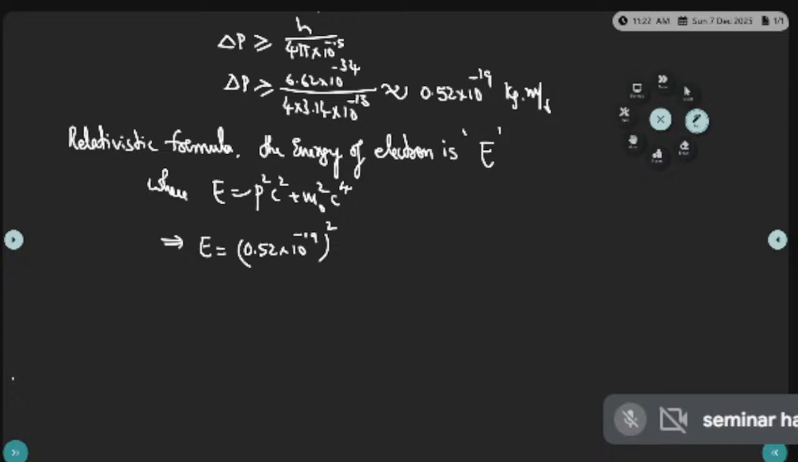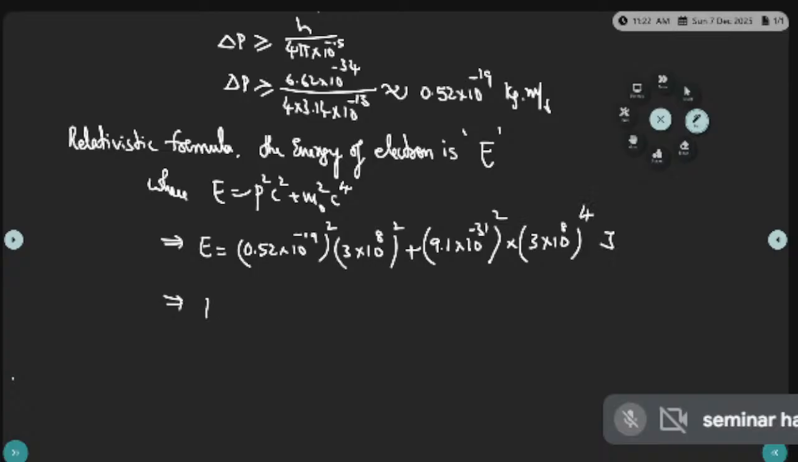What is the velocity of light? The value of the velocity of light is 3 into 10 power 8 m/s. The rest mass of electron, how much is it? 9.1 into 10 power minus 31 kg into 3 into 10 power 8 whole power 4 joules. So this is E square. The calculated value of E square is 2.49 into 10 power minus 22 joules.